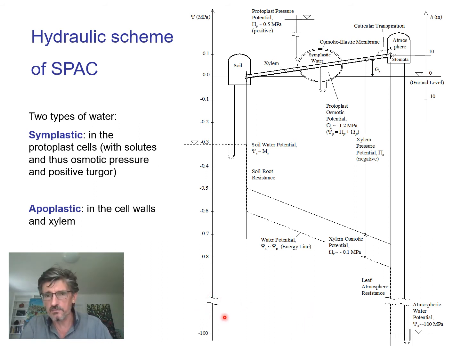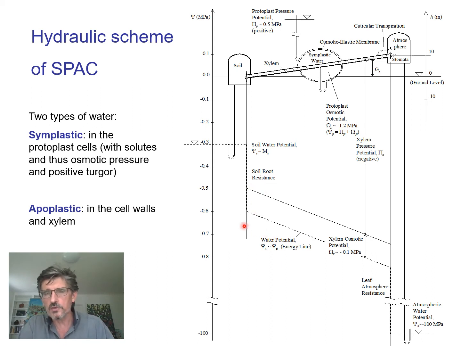There is a cut here, which is changing the scale because the atmosphere is typically at very low water potential, as we know. Minus 100 is a typical value at relative humidity that is not even too low, 42 to 50%. So that is the gradient that we have, and this is the drop typical through the plant. If the soil is drier, you start from a lower level here, and you have less of a gradient overall. The drier the atmosphere, the more gradient you have.